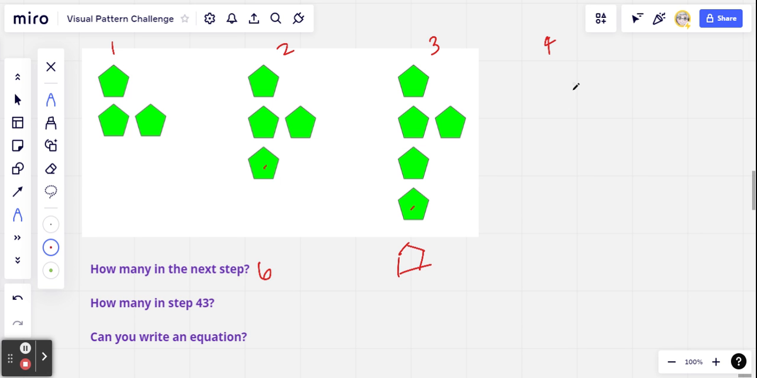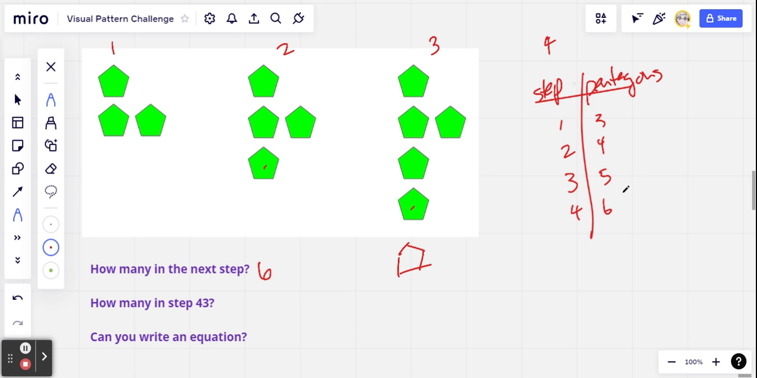Okay, so if we quickly examine our numbers here, we'll have the step and the number of pentagons. So in step 1 we had 3, in step 2 4, in step 3 we have 5, and in step 4 we're predicting 6. And if we look at the difference between each step, 4 minus 3 is 1, 5 minus 4 is 1, 6 minus 5 is 1. It is indeed a linear pattern. When you get that constant in the differences, it's a linear pattern. And the rate of change here is just 1. It just goes up 1 every time.